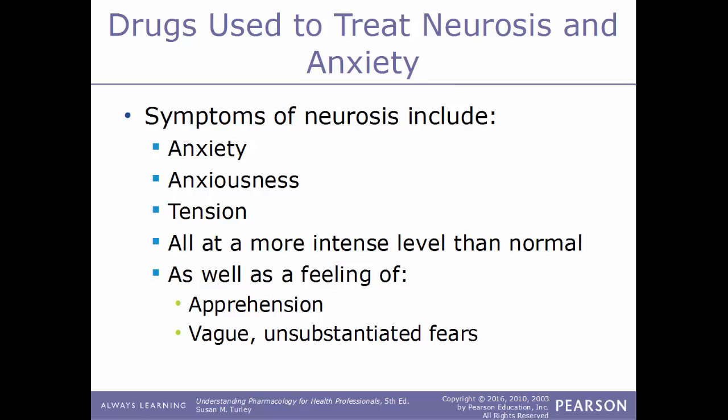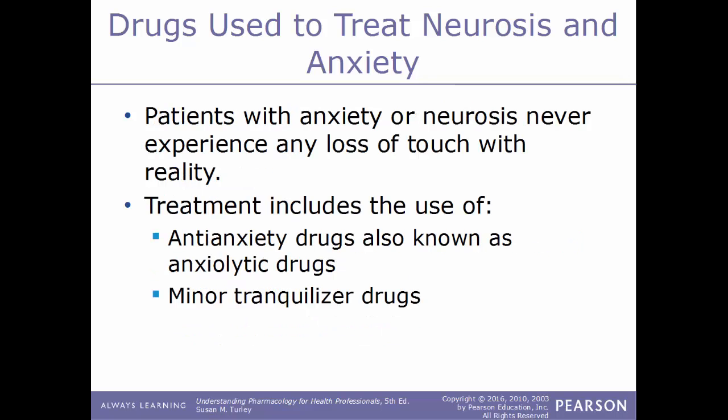All right, the first conditions we'll talk about are drugs that are used to treat neurosis and anxiety. The common symptoms of neurosis would include anxiety, anxiousness, tension, or it could be all of those, but at a more intense level than normal. A person may also have a feeling of apprehension and a feeling of vague, unsubstantiated fears. Now, patients with anxiety or neurosis never experience any loss of touch with reality, and that's not always the case for mental illness. Treatments for neurosis and anxiety would include the use of anti-anxiety drugs.